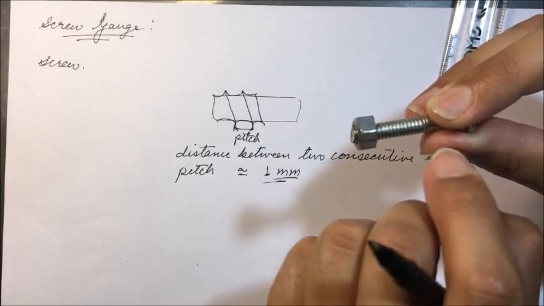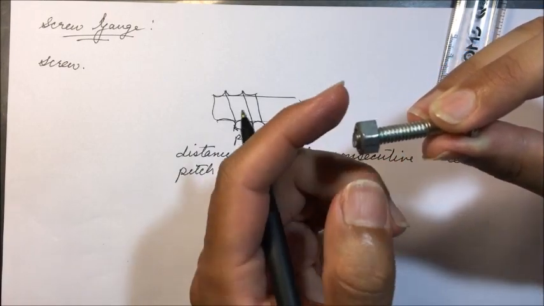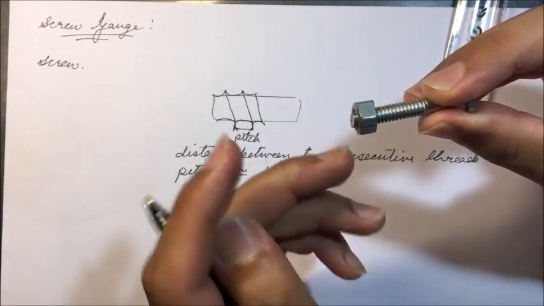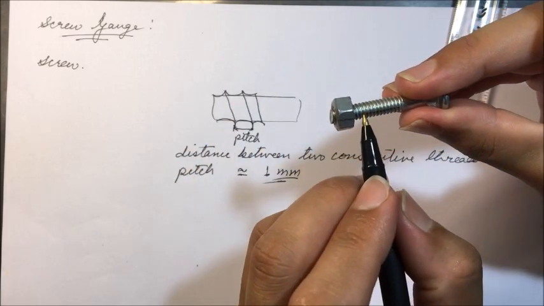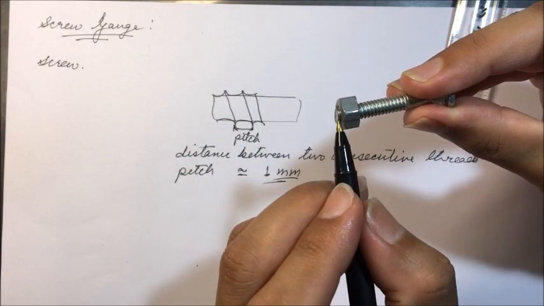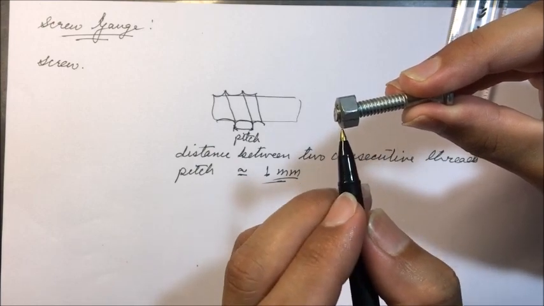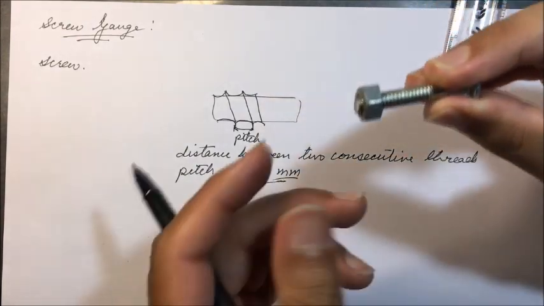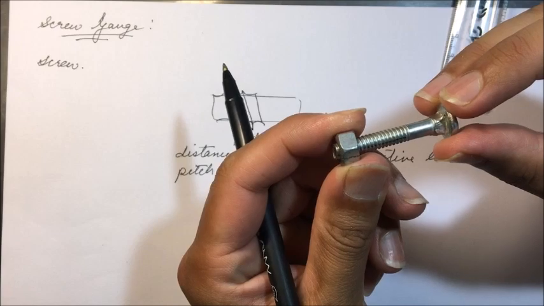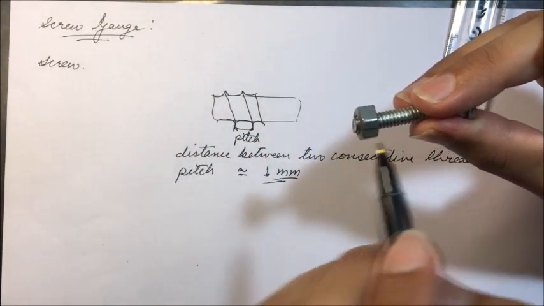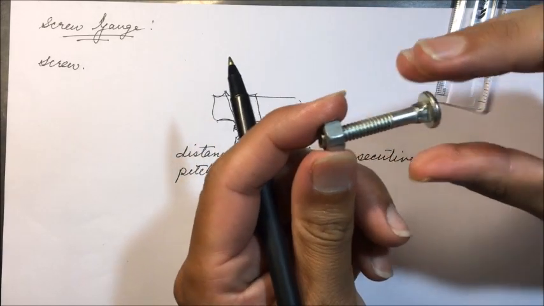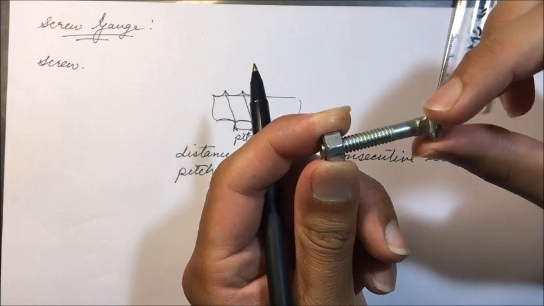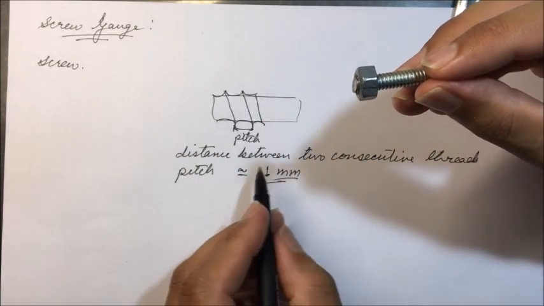So the linear distance moved by the screw in one complete rotation is equal to the distance between two consecutive threads, and that is equal to the pitch of the screw. So the pitch of the screw is defined as the distance between two consecutive threads, or the distance moved by the screw linearly along the axis when the head of the screw is given one complete rotation.